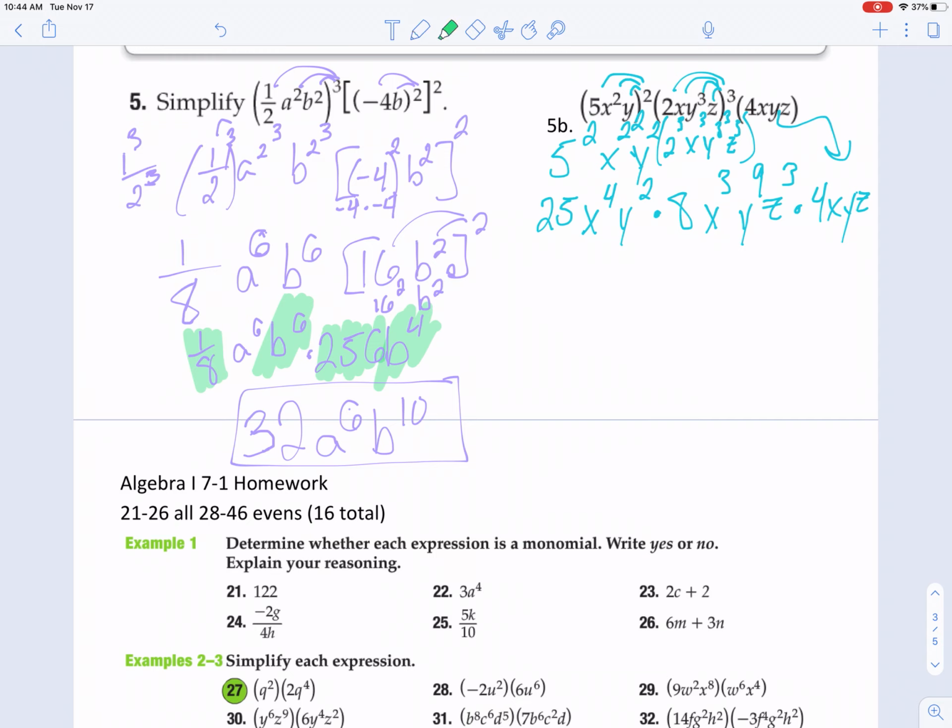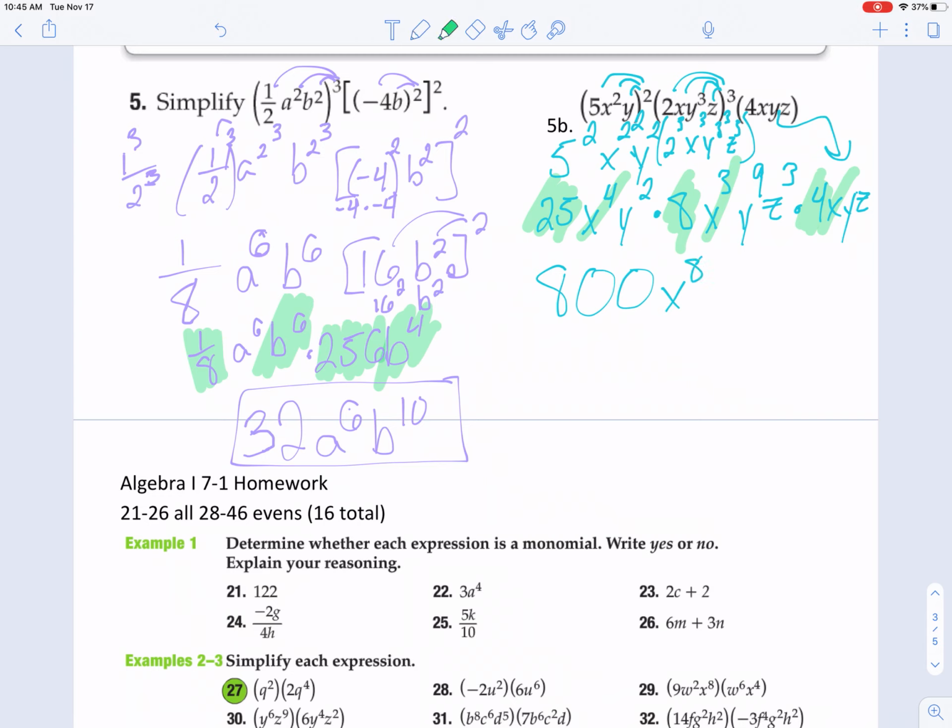And now I'm going to combine things that are the same. So 25 times 8 times 4. If you need to grab a calculator, you can. Or I noticed that 25 times 4 is 100, and 100 times 8 is 800. Use a calculator if you need to, no big deal. X to the 4th, x cubed, and a regular x. That's 4 plus 3 plus 1, which is 8.